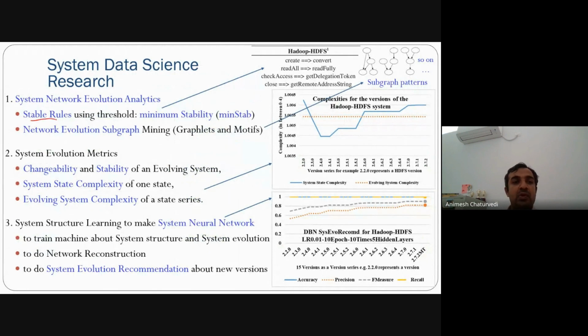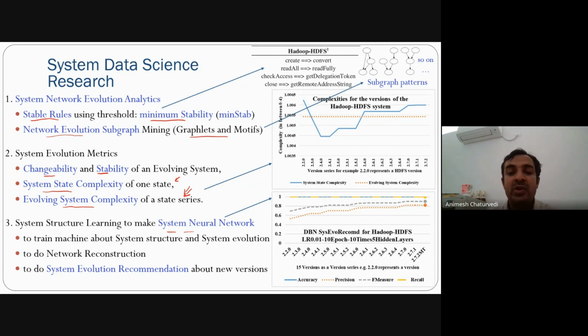So stable rule generation with the help of the proposed concept of minimum stability. Then network evolution subgraphs like graphlets and motifs have been invented. Then changeability and matrix theory has been proposed. System state complexity, the complexity of a single state. Then evolving system complexity for a whole state series: what should be the complexity? Then if there is a system which evolves over time, like an organization or a country or a human being, how does its neural network look like?